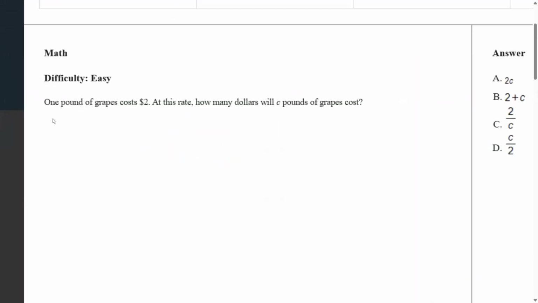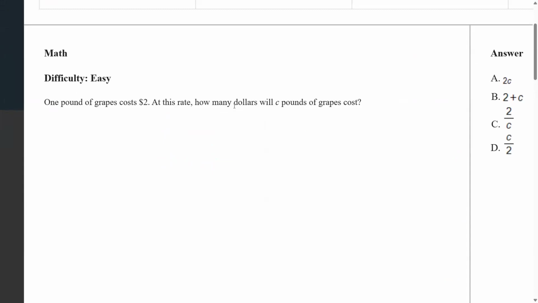1 pound of grapes costs $2. At this rate, how many dollars will 3 pounds of grapes cost? Okay, so 1 pound costs $2. At this rate, how many dollars will C pounds of grapes cost? Should be 2C. C is the number of pounds, and 2 is the dollars. $2 for each pound. Okay, so 2C, which is A.